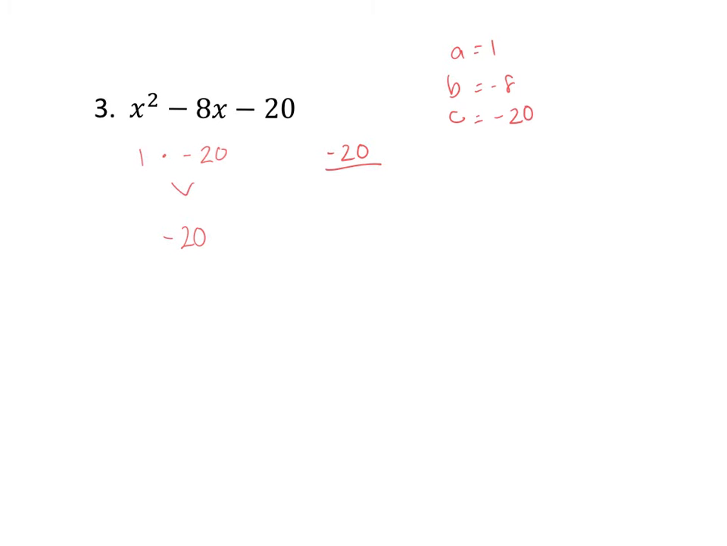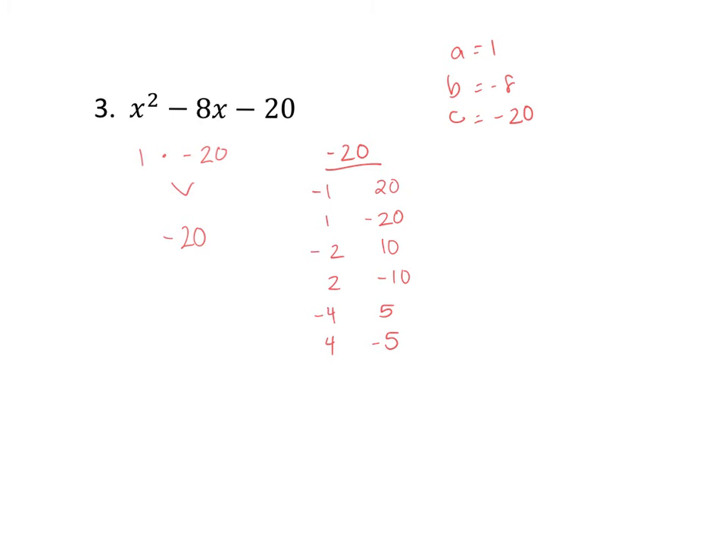So when you have a negative number, remember we have to have 2 pairs that look alike, but with opposite signs. So as I go through, you will see. We have a negative 1 and a positive 20, and then a 1 and a negative 20. A negative 2 and a positive 10, and then a 2 and a negative 10. And then lastly, we have a negative 4 and a 5, and then a 4 and a negative 5. So those are all my factors of negative 20, okay?